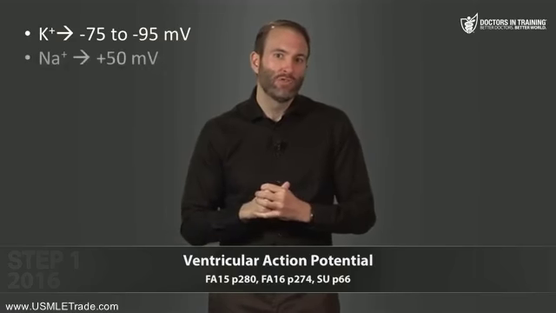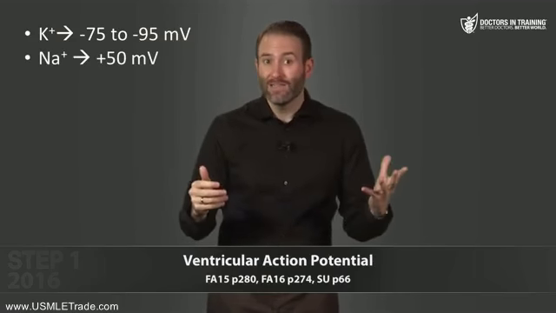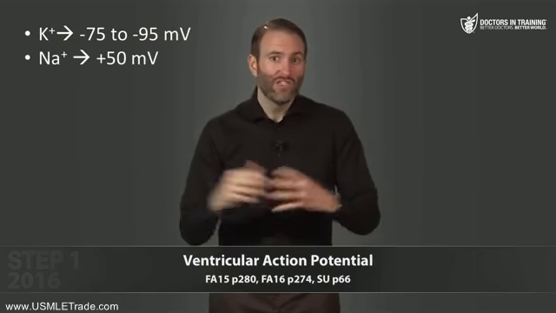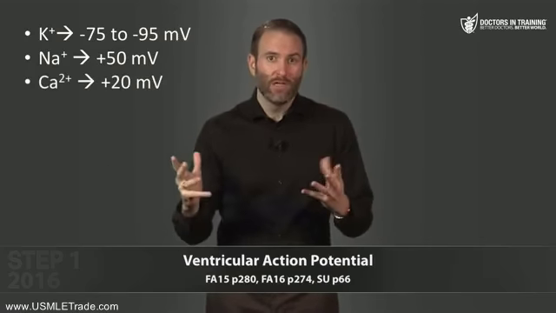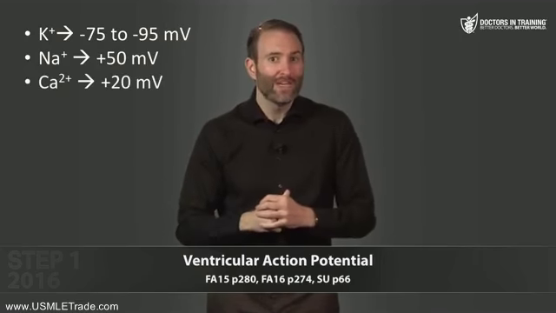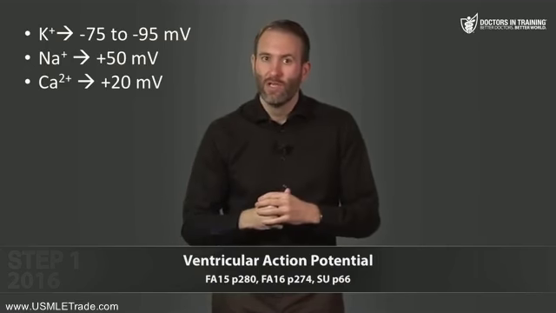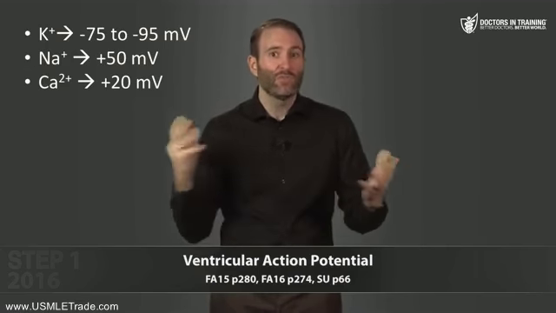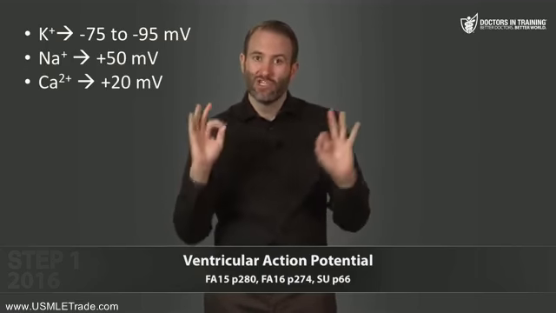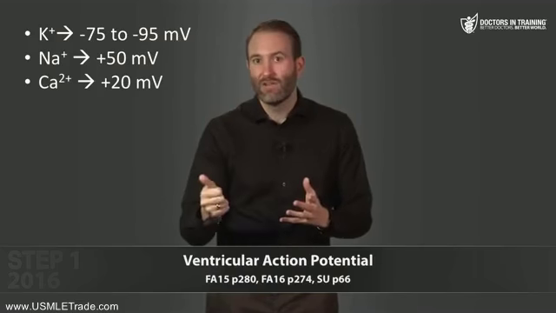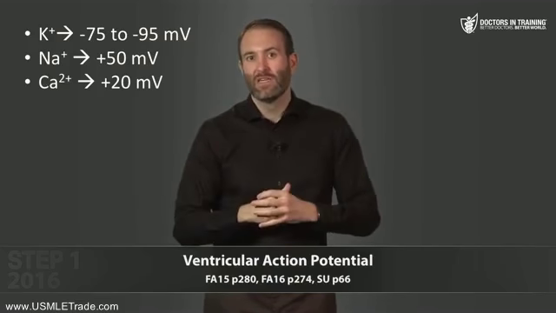Now, if the cell is permeable to only sodium, then the membrane potential will want to jump up to about +50 millivolts. Sodium tends to enter cells, and that's why we see a positive gradient. Calcium, similarly, if you have calcium permeability, will also want to keep the membrane potential positive, at about +20, so not quite as much as sodium. So again, the key to understanding why an action potential is occurring is based on what the cell is permeable to. Just to recap, potassium is -75 to maybe -95, sodium is +50, and calcium is +20.